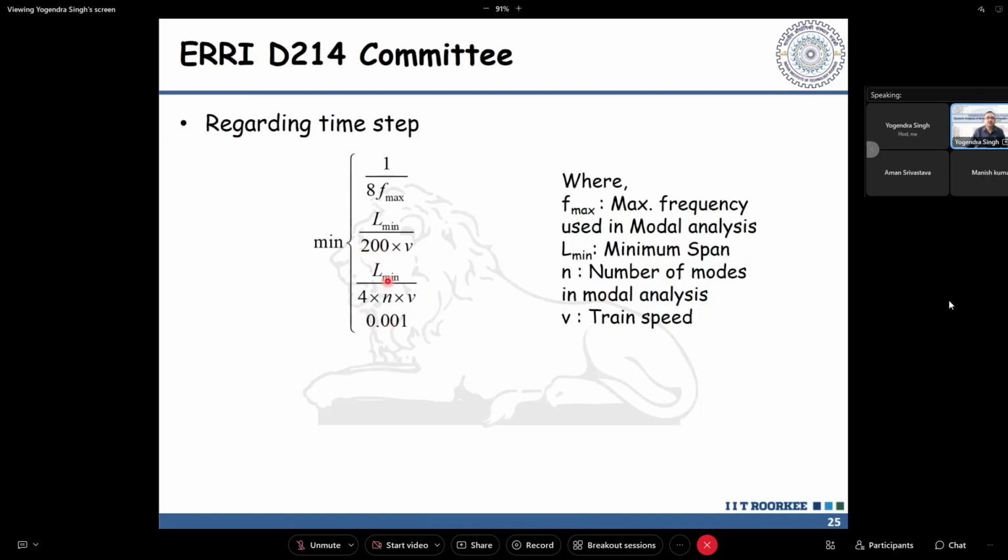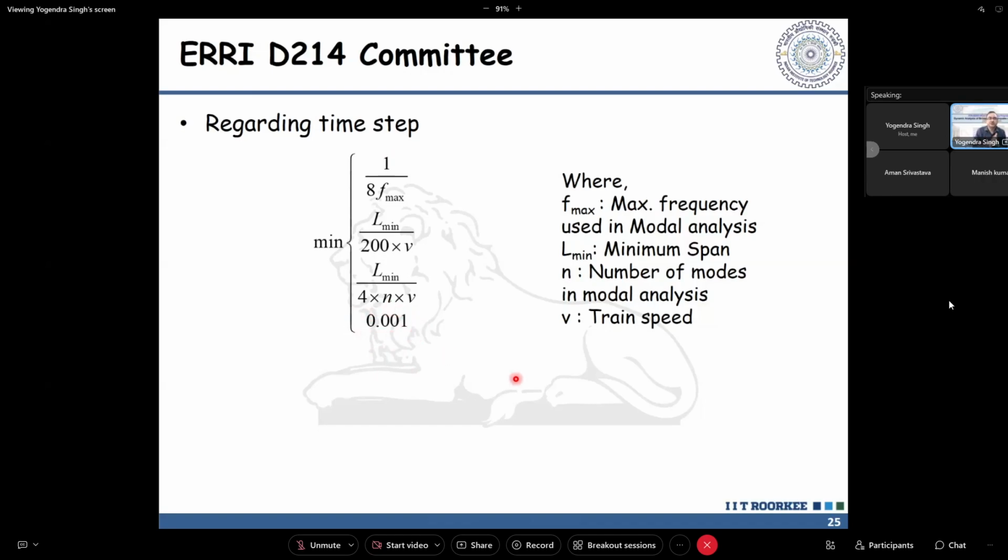Or here what we have is L_min, that is the span, divided by 4 N into V, where N is the number of modes which we are considering in the analysis. So again this L by V is T_D, so T_D divided by 4 into N. That should be the time step. And 0.001. The minimum of these is the maximum limit on the time step. So the time step should be smaller than that. So the time step in any case is going to be less than 0.001.